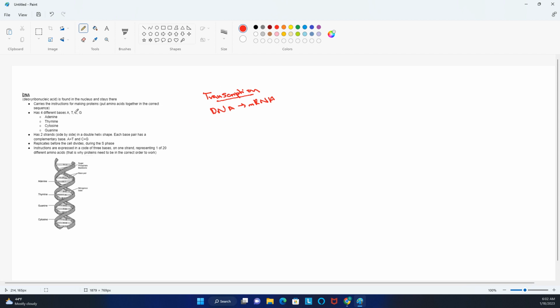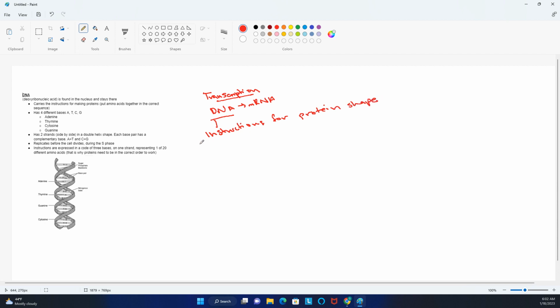Now, the basis for DNA: ATCG, adenine, thymine, cytosine, guanine. These four bases are used to construct the code for making proteins. That is the purpose of DNA. Instructions for protein shape.